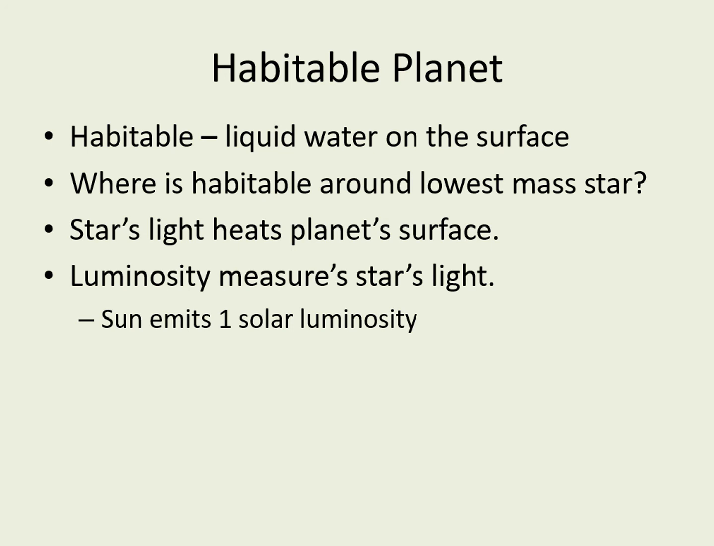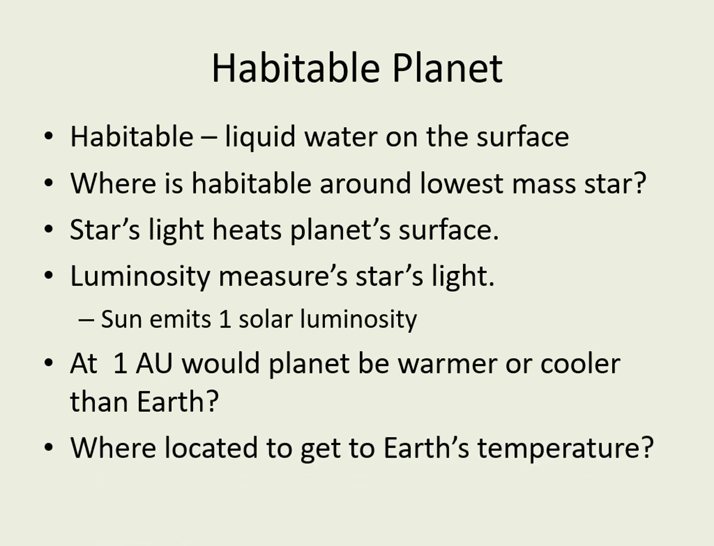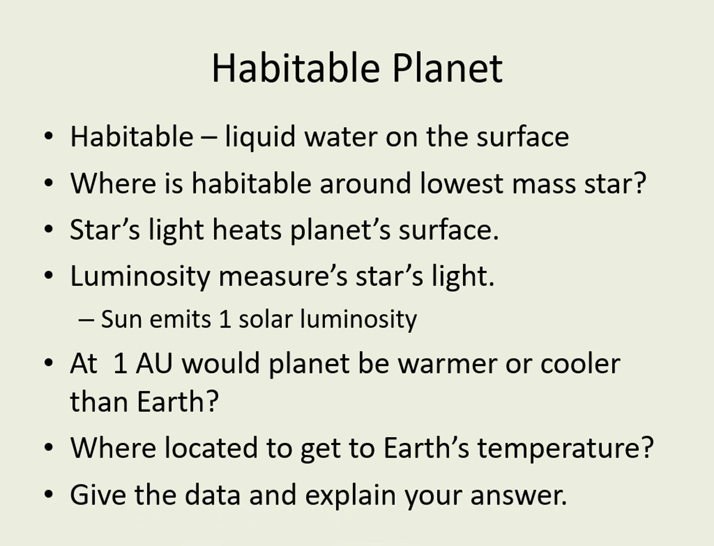Look at your lowest mass star and decide whether a planet at 1 AU would be warmer or cooler than the Earth is. Then decide where it would have to be located to give it a temperature similar to Earth. Give the data that supports your answer and explain your answer.